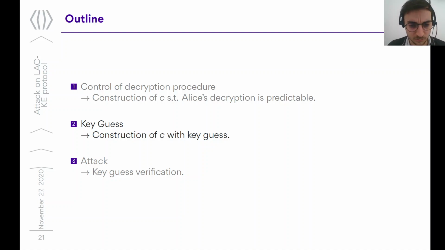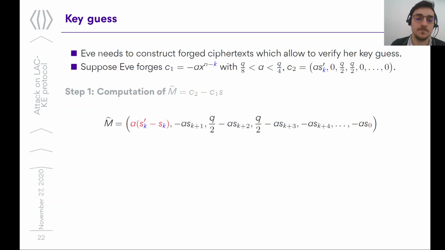So now we need a construction which allows key guessing. We forge C1 as previously, but with one restriction: A is greater than Q over 8, and as previously lower than Q over 4. And C2's first coefficient is 8 times our key guess S prime k, and after that every coefficient is equal to 0 or Q over 2.